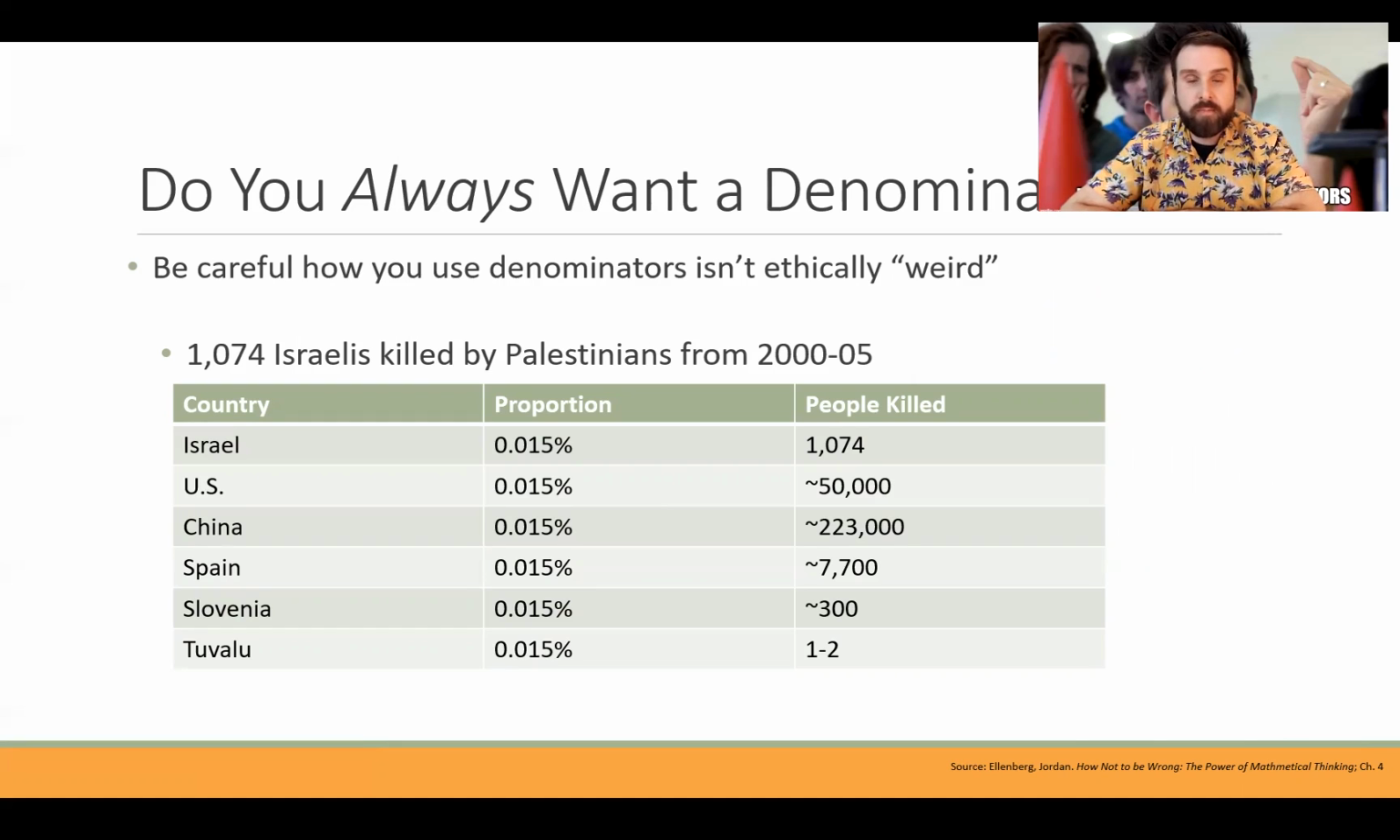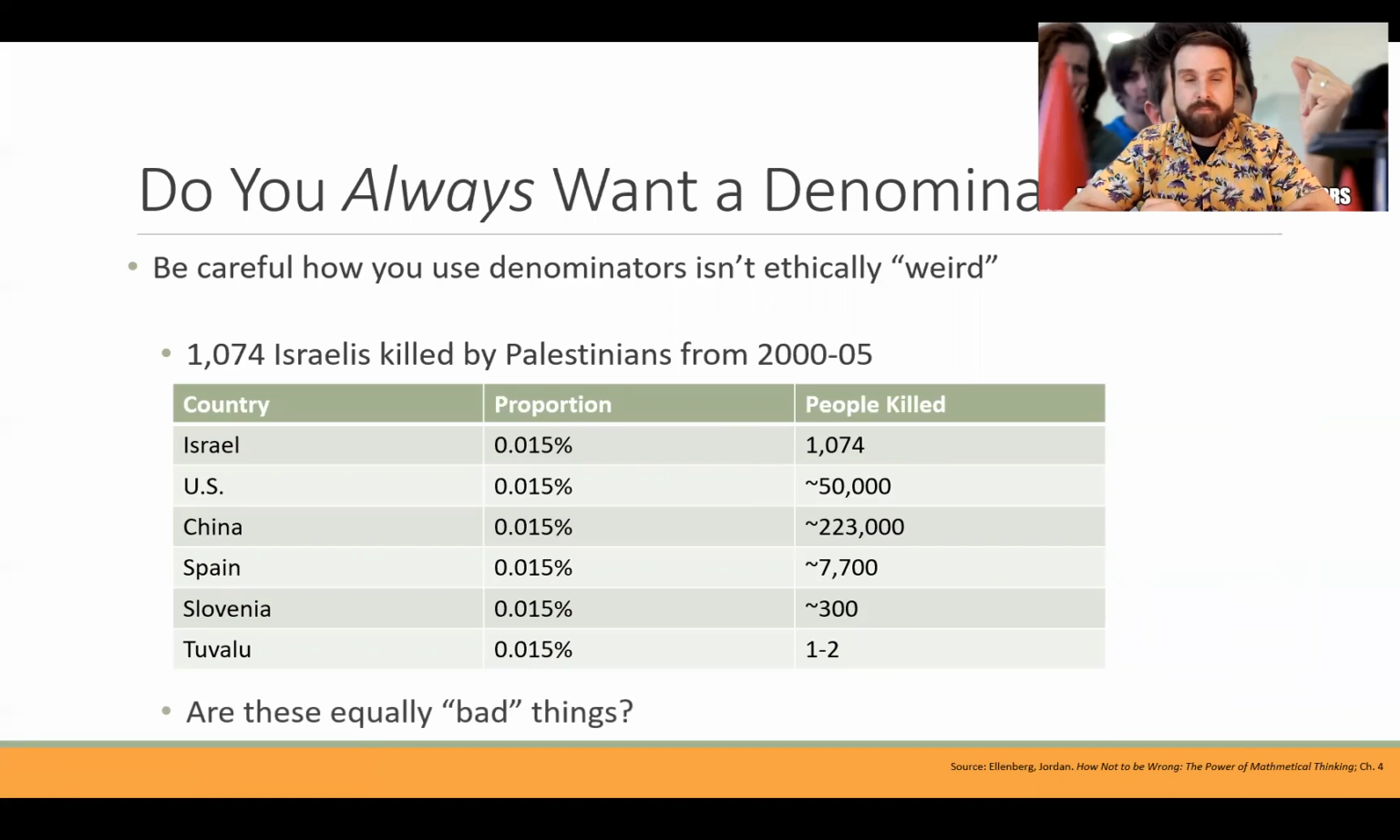For example, Ellenberg brings up the example of saying 1,074 Israelis were killed by Palestinians from 2000 to 2005, and that proportionally, that is 0.015% of the Israeli population. So in the US, that would be like losing 50,000 people. In China, like losing 223,000. But in Slovenia, only like losing 300. And in Tuvalu, only like losing 1 to 2 people. Tuvalu is a small island nation in the Pacific.